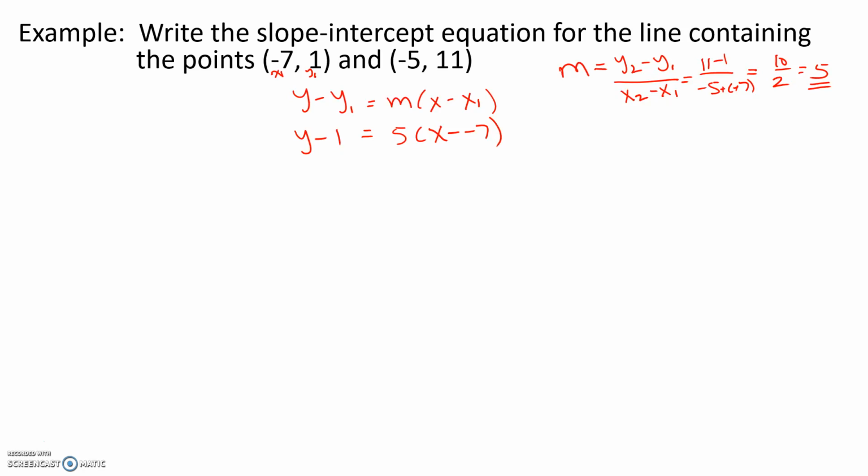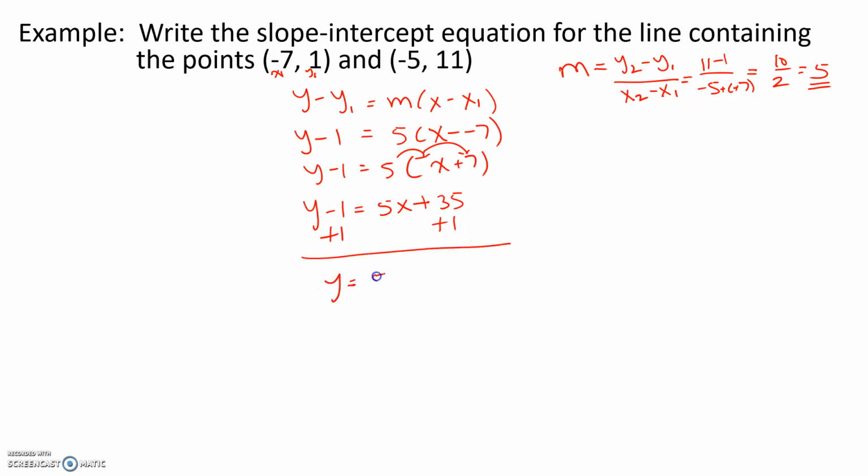Let's solve for y. We have y minus 1 equals 5 times x minus negative 7, which becomes x plus 7. Then we will distribute the 5. This will give us y minus 1 equals 5x plus 35. And then finally, we will add 1 to each side, giving us y equals 5x plus 36.